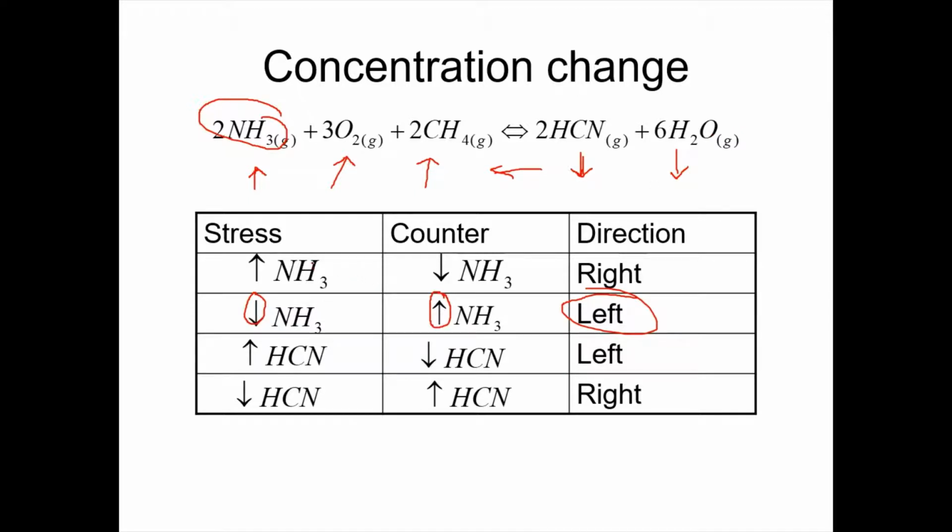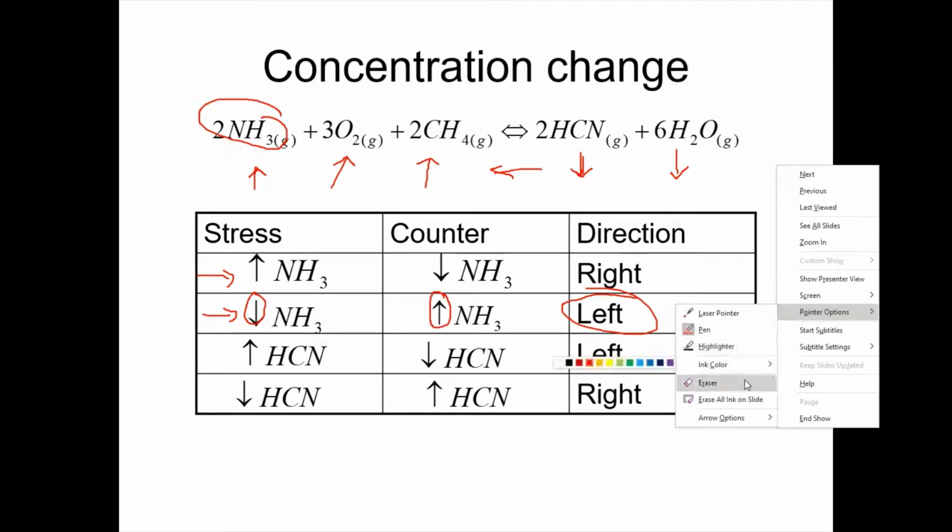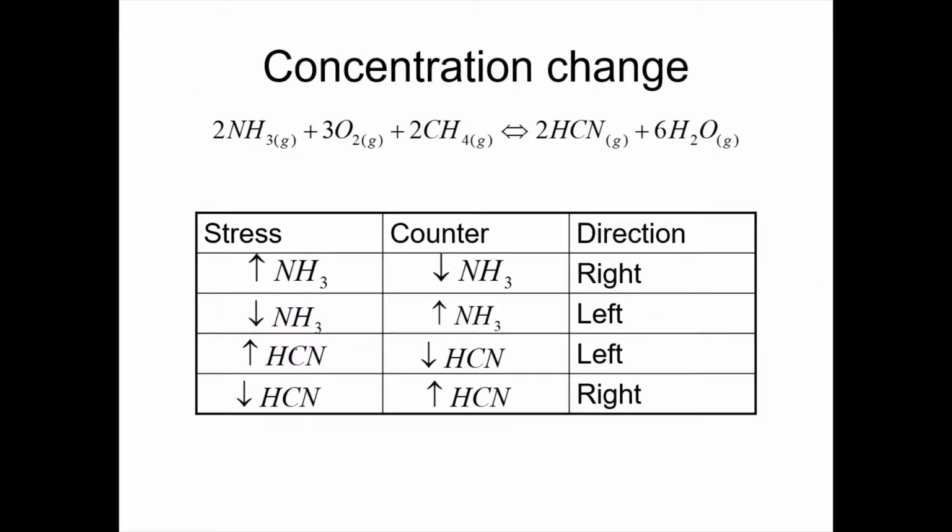So we just saw what happens when you have an increase in a reactant and a decrease in a reactant. Okay. So let's go ahead and clean this up again. Now, I did a couple more because we can also do the same thing with products. What happens when you change the concentration of a product? Here, HCN is a product. And so what happens when your stress is not changing a reactant, but changing a product? By the way, for these first two, I just did ammonia. I could have done O2 or I could have done CH4. You would get the same answer because they're all reactants.